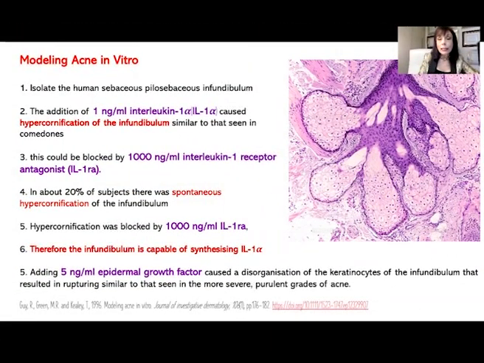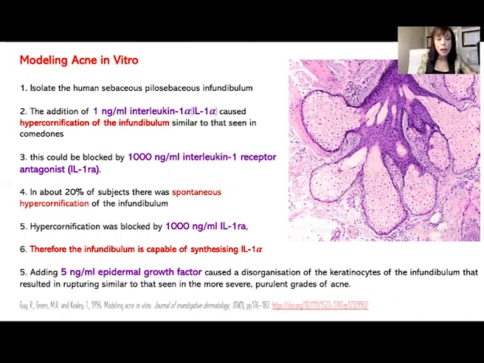This study modeled acne in vitro. They isolated the human sebaceous, the pilosebaceous infundibulum, and they added interleukin 1A that caused basically hypercornification. And that's what happens with comedones. And this could be blocked by 1,000 ng per ml interleukin 1 receptor antagonist. So basically, when you reduce the inflammation, the acne expression subsided. Therefore, the infundibulum is capable of synthesizing interleukins, which are cytokines.